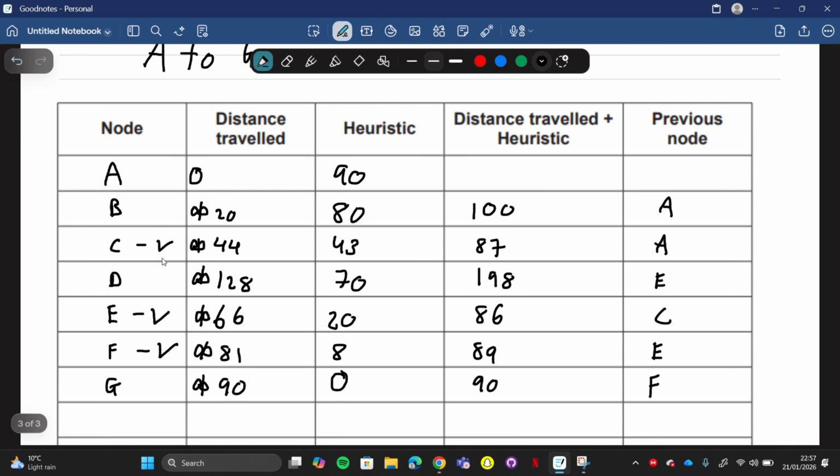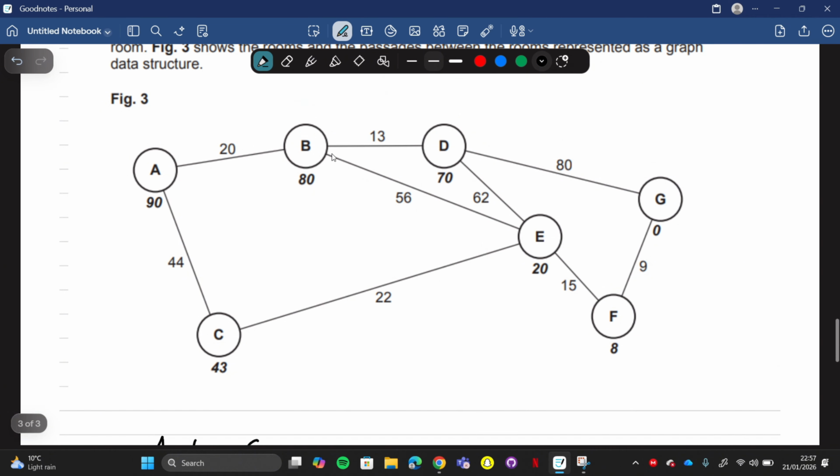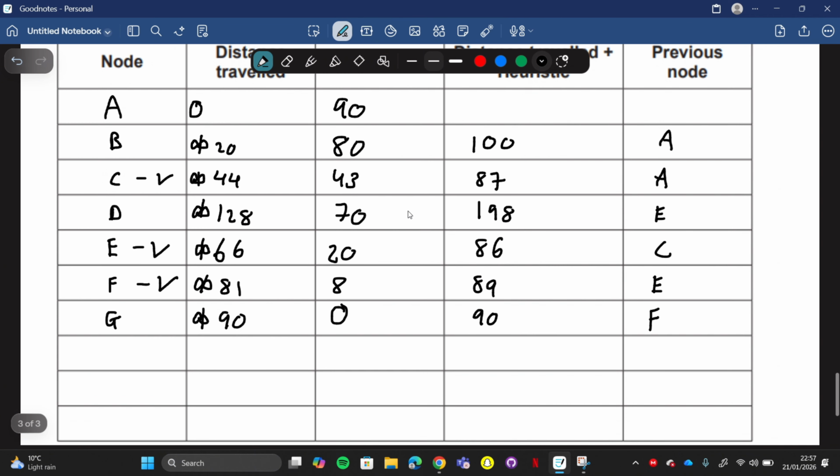Why? We haven't checked B and D. B and D might actually lead to a path that is less than 90.